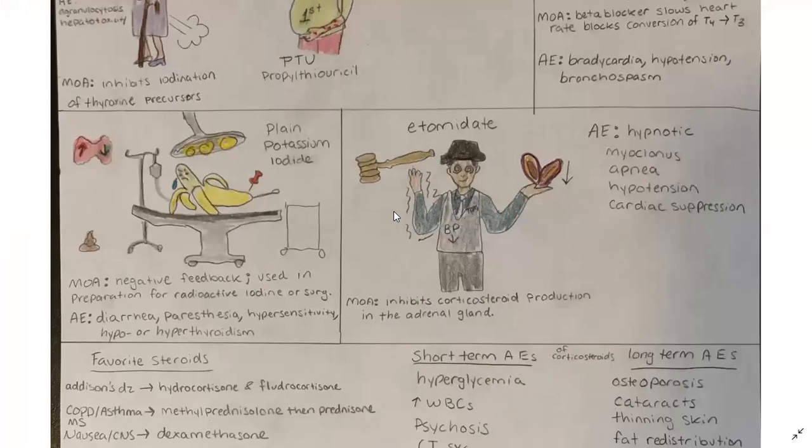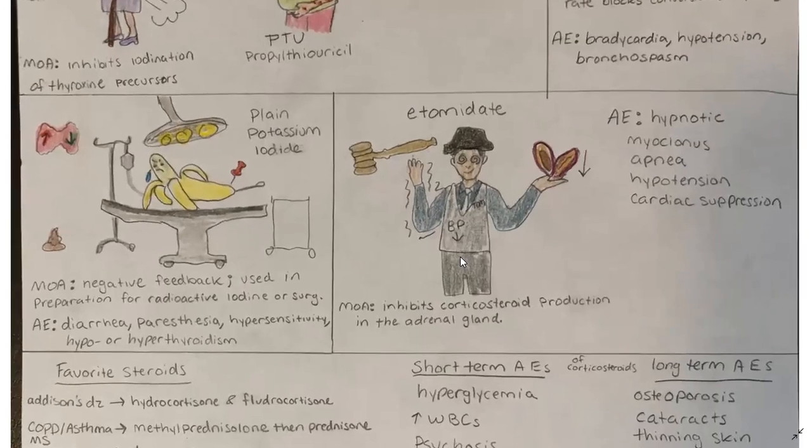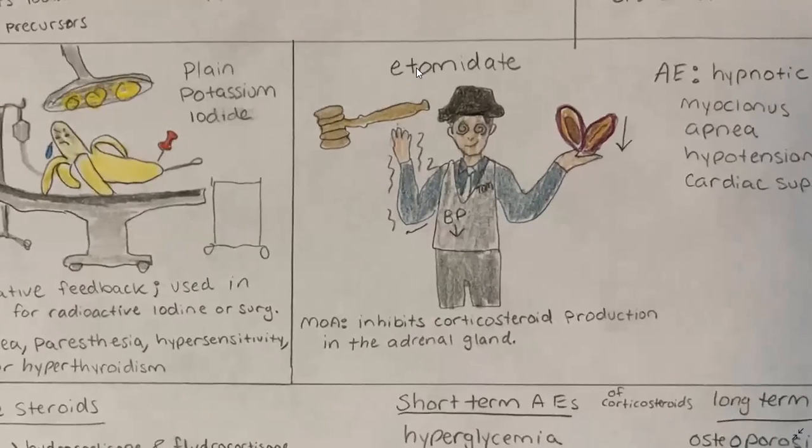And then lastly, we're going to talk about etomidate. So etomidate is a drug for Cushing's syndrome. Cushing's is when you have too much cortisol. And so the mechanism of action is that it's going to inhibit corticosteroid production in the adrenal gland. So this is Tom for etomidate, and he's holding some dates, dried fruit dates for etomidate. And he's holding a gavel, at least he was holding a gavel until his arm spasmed. So gavel represents cort or corticosteroids.